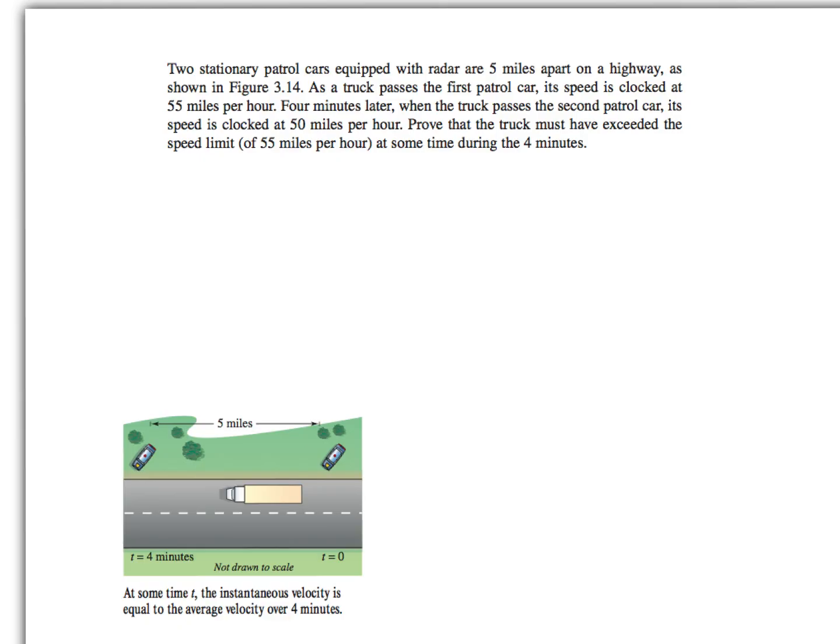2 stationary patrol cars equipped with radar are 5 miles apart on a highway, as shown in figure 3.14. As a truck passes the first patrol car, its speed is clocked at 55 miles per hour. 4 minutes later, when the truck passes the second patrol car, its speed is clocked at 50 miles per hour. Prove that the truck must have exceeded the speed limit of 55 miles per hour at some time during the 4 minutes. All right, fantastic.